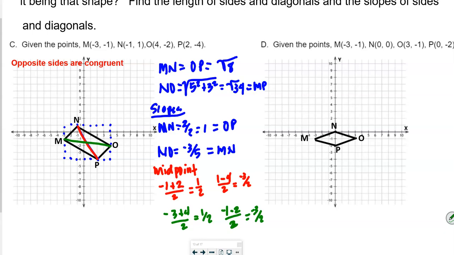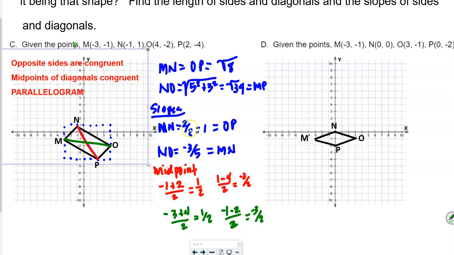So we could say that this is a parallelogram, right? Because why? Because the midpoints of the diagonals are the same, or congruent. Okay, so what shape is this? This is a parallelogram.